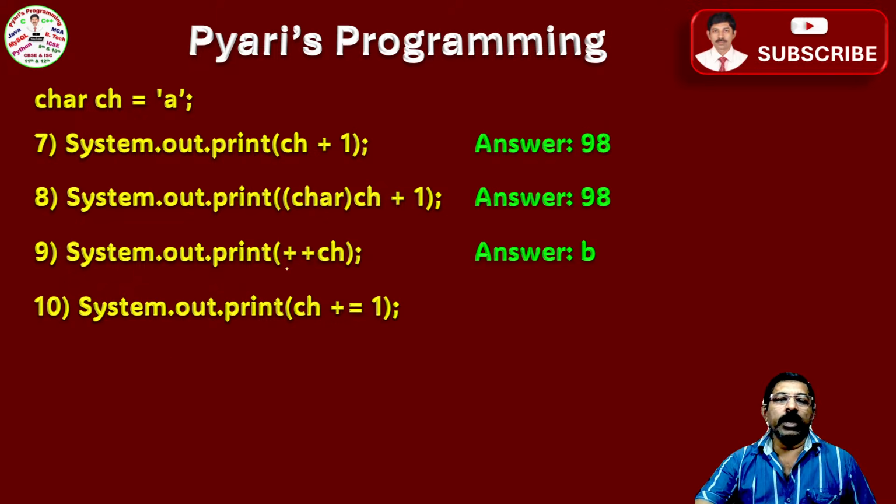Because this one is equivalent to ch is equal to ch plus 1. The result is going to be stored in ch, which is of character type. Hence it is B.